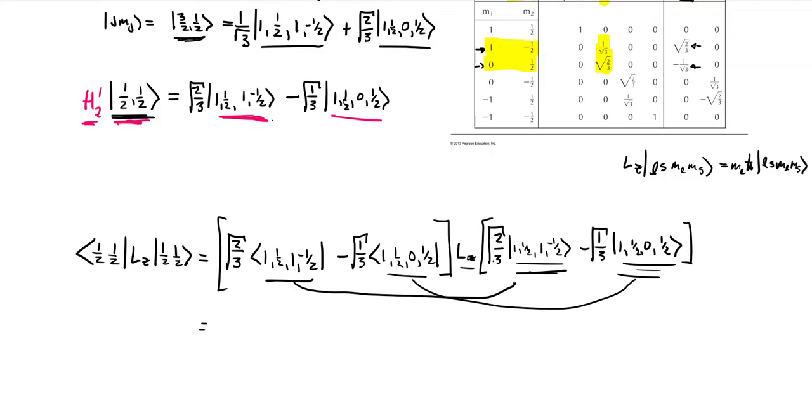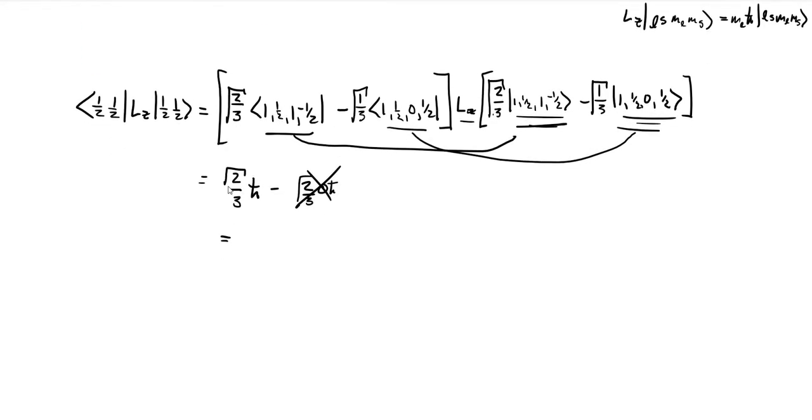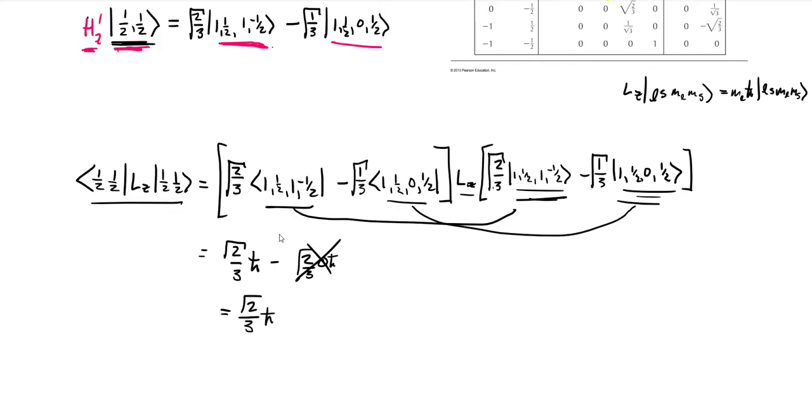What we end up with is just 2/3 times h bar minus 1/3 times 0 h bar. So that term goes to 0, and we know that the L_z operator in the coupled bases has a matrix element there that is 2/3 times h bar. So we can do this, and we can sort it out for all the different matrix elements in our coupled bases.